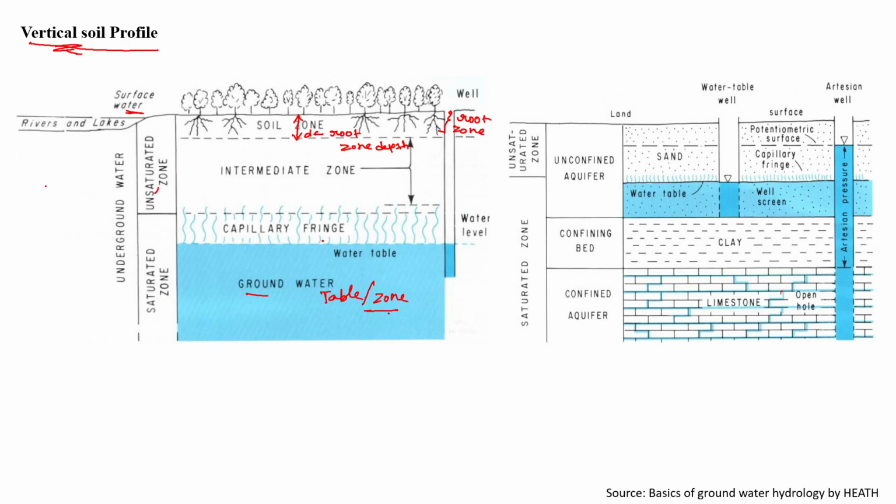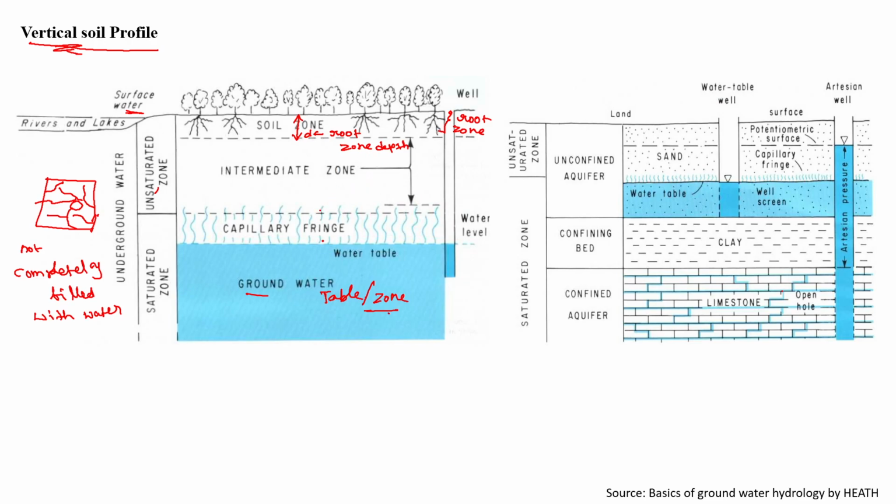Unsaturated means that if we take a block of soil sample, it will have pores which are not completely filled with water. That particular zone we call the unsaturated zone, whereas in the saturated zone, all the pores of the soil sample will be filled with water, and here the surface tension force will be zero.